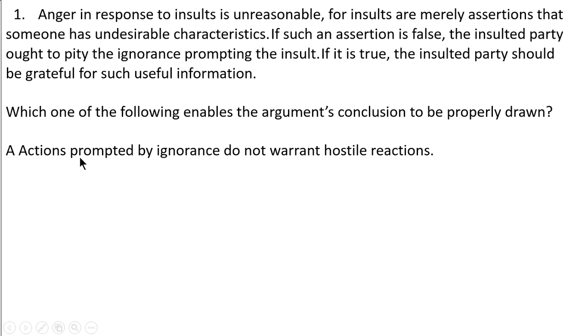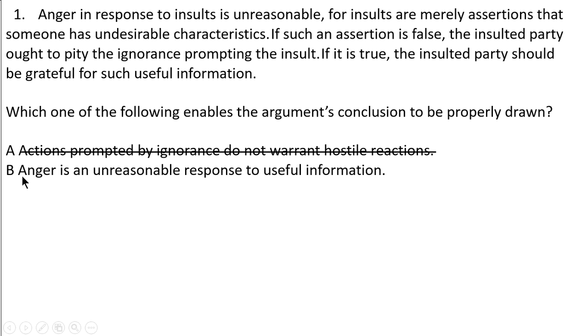Option A says actions prompted by ignorance do not warrant hostile reactions. What does it mean? It says that any action that has been done because of ignorance does not guarantee any hostile reaction. This is completely irrelevant from the argument point of view, so option A is eliminated. Coming to option B, anger is an unreasonable response to useful information. It says anger is an unreasonable response, which is what we discussed in the argument earlier. So this option can be our answer. We'll keep it on hold.